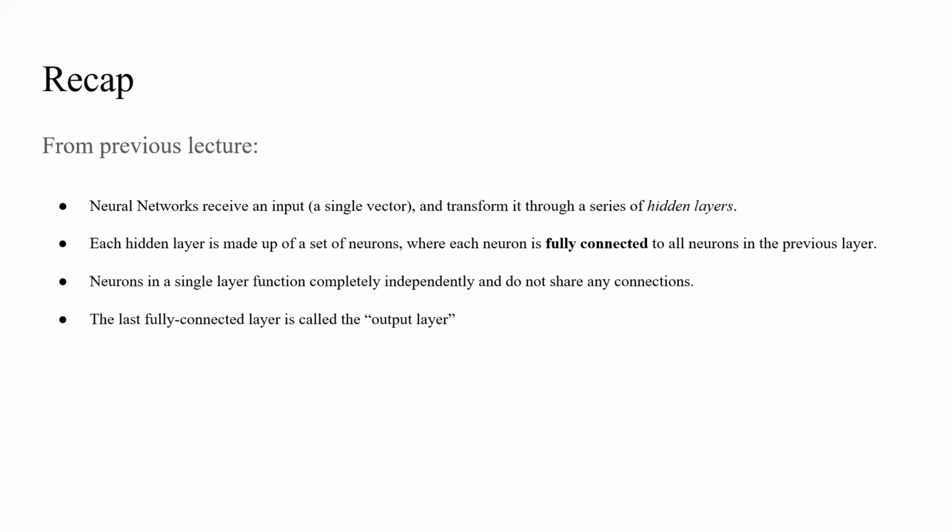So here we said from the previous lecture, neural networks receive an input single vector and transform it through a series of hidden layers. Each hidden layer is made of a set of neurons, fully connected to all neurons. Neurons in a single layer function independently, do not share any connection. So there's no sharing between the units themselves. They don't in any way share any weights or anything. The last fully connected layer is called the output layer. So that's just a review, okay?